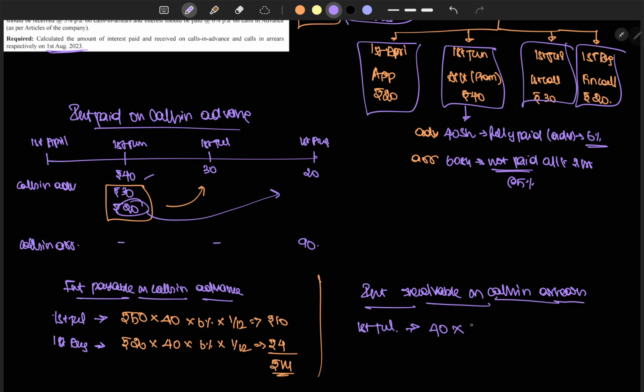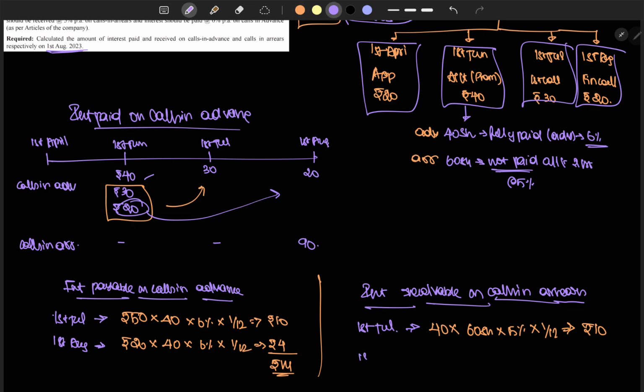40 into 5 percentage, which is the chargeable percentage. 40 into 5 percentage into how much? 40 is 40 into 60 shares, right, into 5 percentage into 1 month. For 1 month the shareholder didn't pay any money. So 40 into 60 into 5 percentage divided by 12 gives us rupees 10.